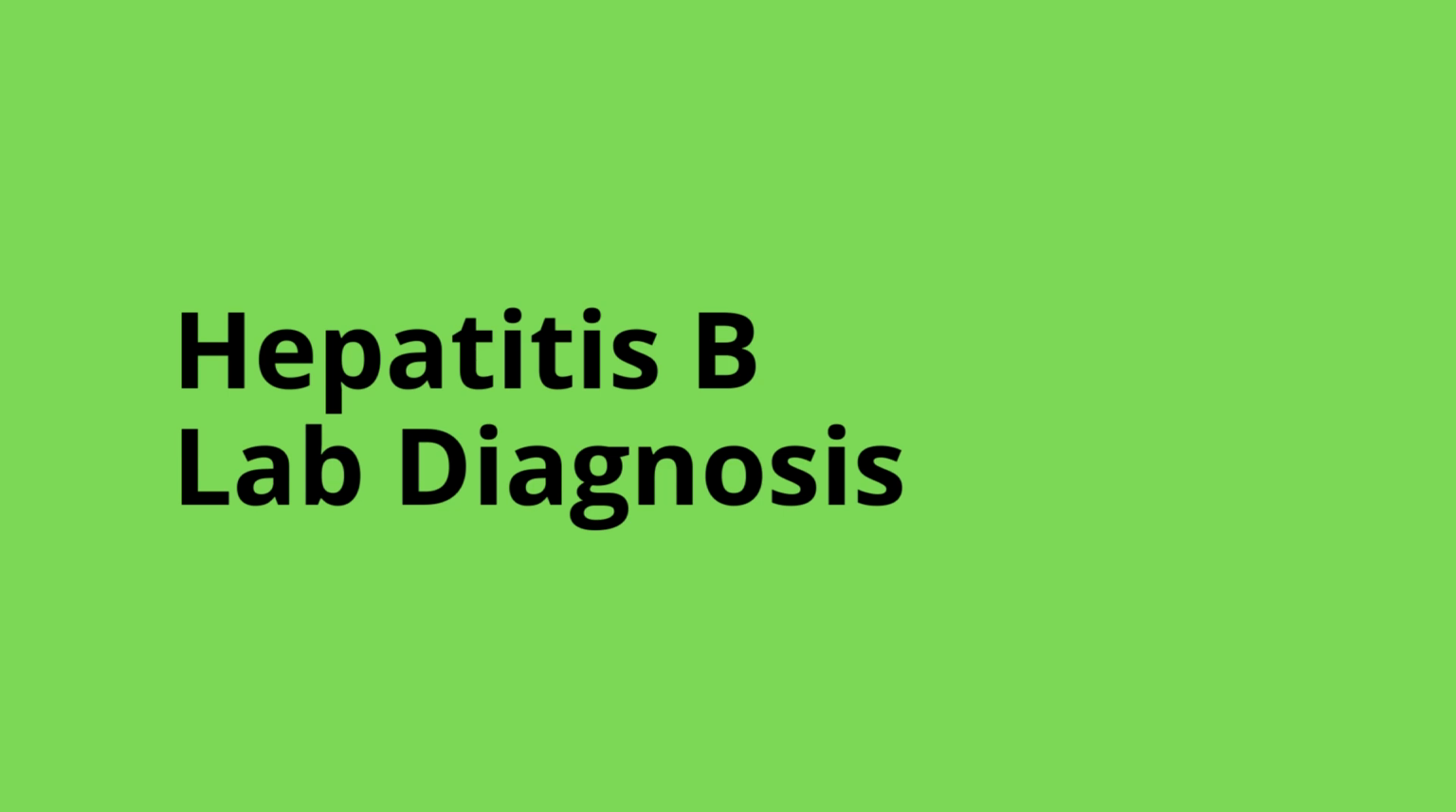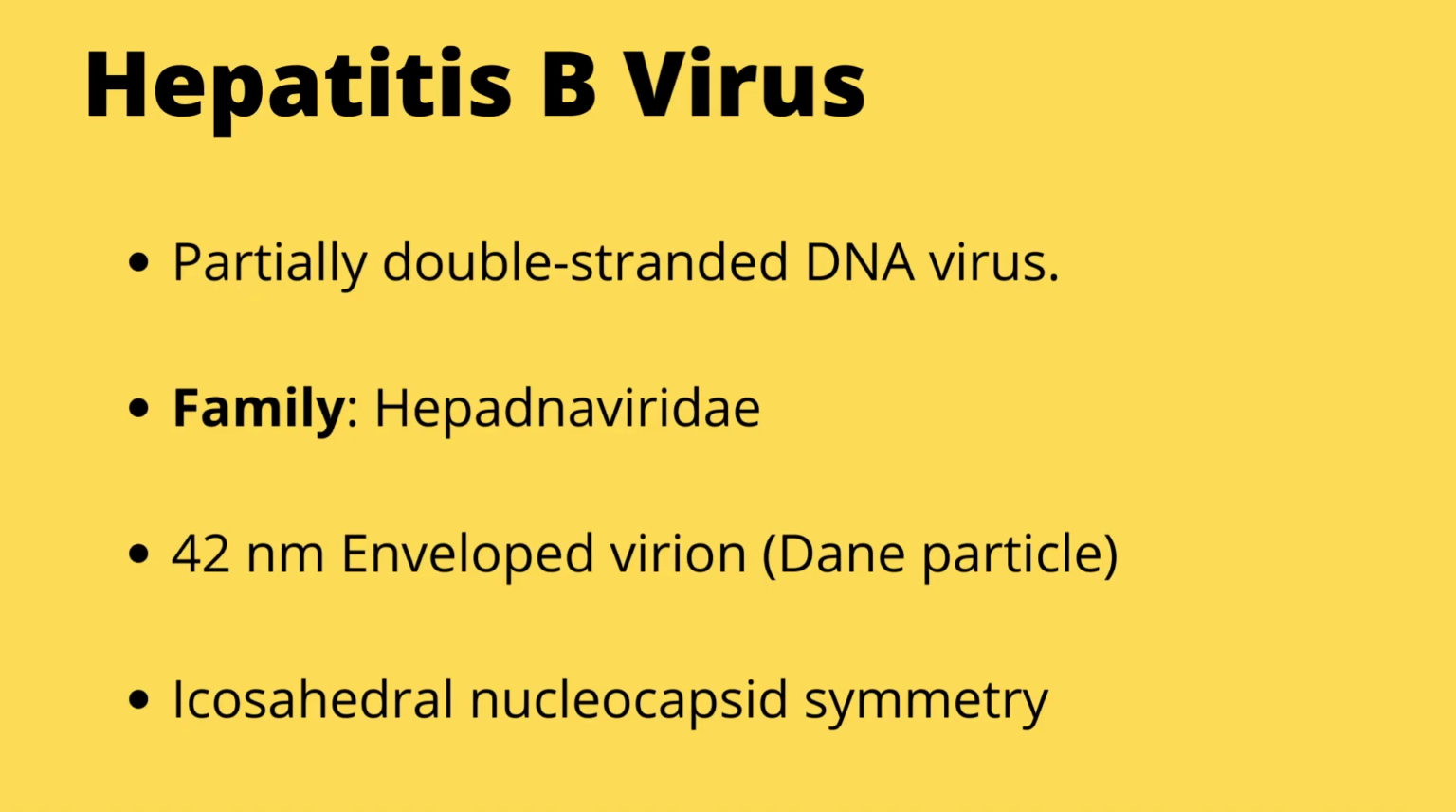In this video, we will learn about the lab diagnosis of an important virus, that is Hepatitis B virus. Hepatitis B virus is a partially double-stranded DNA virus. Its family is Hepadnaviridae. It is an enveloped virus and its diameter is 42 nanometers. Its enveloped virion is called Dane particle after the name of the scientist that discovered it. Its symmetry is icosahedral.